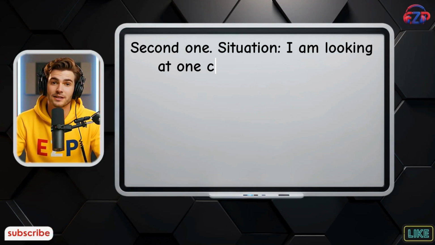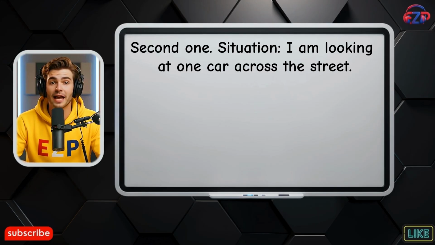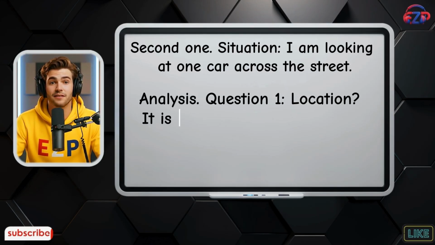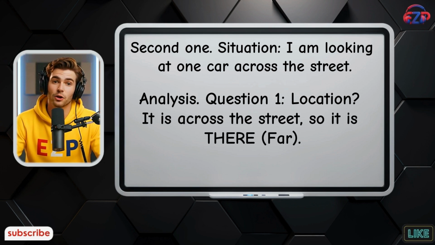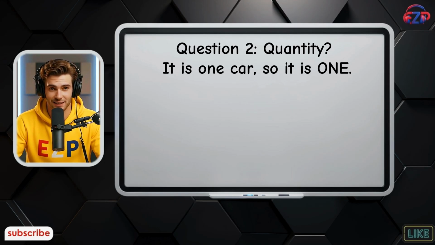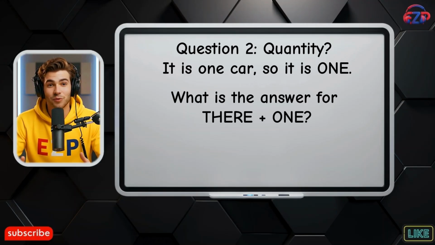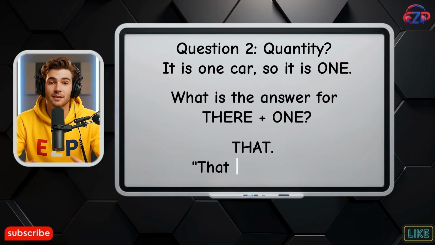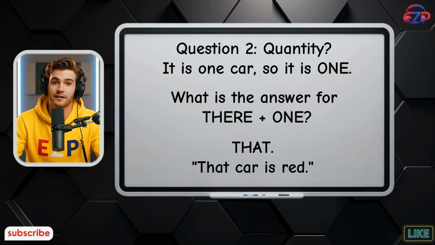Second one. Situation. I am looking at one car across the street. Analysis. Question 1. Location. It is across the street, so it is there, far. Question 2. Quantity. It is one car, so it is one. What is the answer for there and one? That. That car is red.